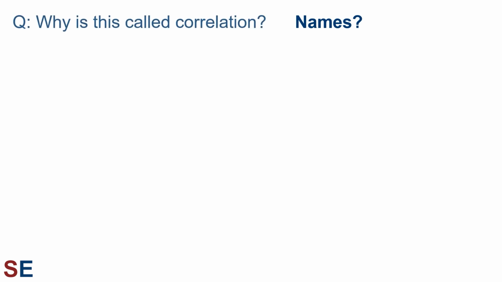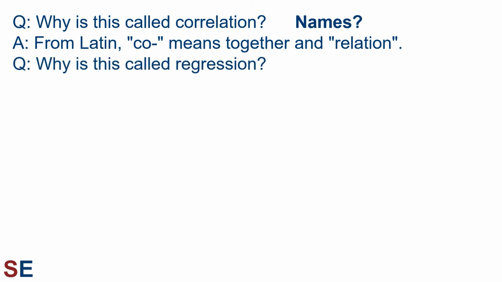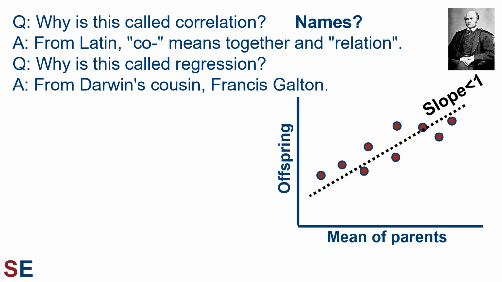Lastly, you may wonder where these technical terms get their names. Why is our first technique called correlation? This name comes from combining the Latin word co, which means together, and relation to get correlation. This one makes sense. Why is the regression method called regression? It turns out that this name comes from Darwin's cousin Francis Galton. He was one of the first people to make plots of data like this and put straight lines through the data points to understand the relationship between variables. In particular, he was interested in studying genetics and the relationship between parents and their offspring.